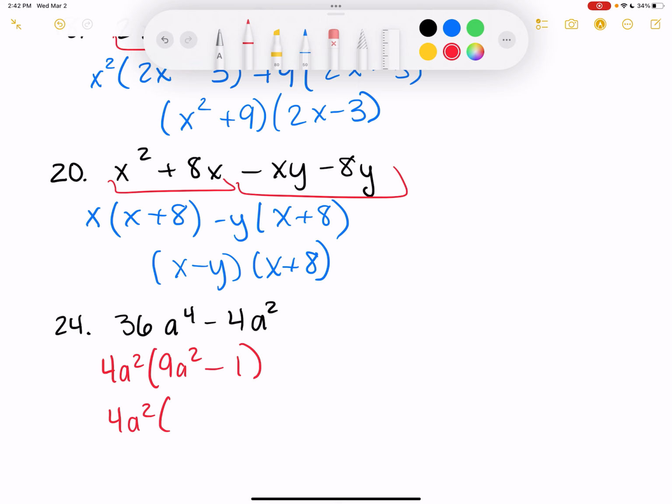The hint's over on the board. Would it be 3a squared? No, the thingy is on the outside. No, what are you talking about, the thingy goes on the bottom. You should be a math teacher. I know. 3a minus 1, 3a plus 1. Okay, so that would be my final answer.